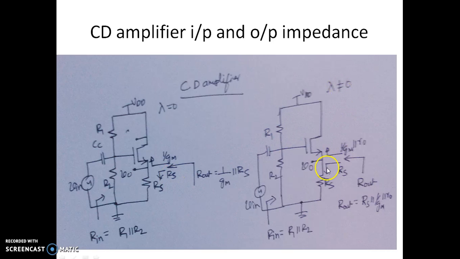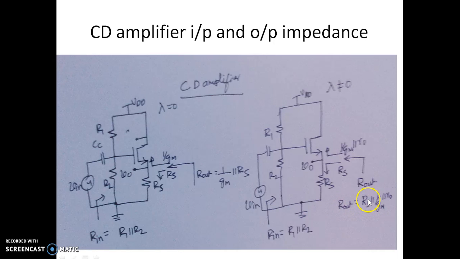With lambda non-zero, looking at the input impedance, it is again R1 parallel R2, same as the previous case. Only change happens in this, because we know that with lambda non-zero, looking towards the source side, it is 1 over Gm in parallel with R0. So looking down here is Rs. So Rout, that is looking at this point into the circuit, is 1 over Gm in parallel with R0, that is in parallel with Rs. So that's the expression we have.